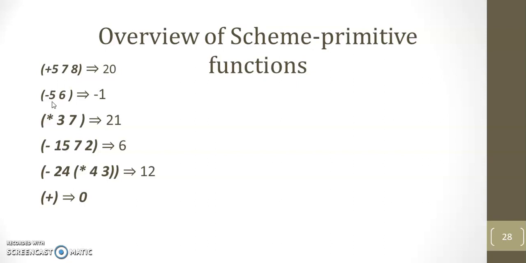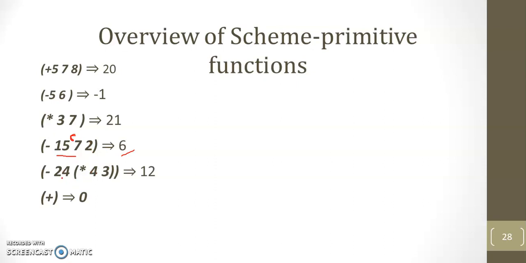Then in case of subtraction, subtract the parameters. You will be getting minus 1. Multiplication, multiply the parameters. You will be getting 21. And again subtraction. First you need to perform subtraction of the first 2 parameters. You will be getting 8. Then 8 minus 2. You will be getting 6.